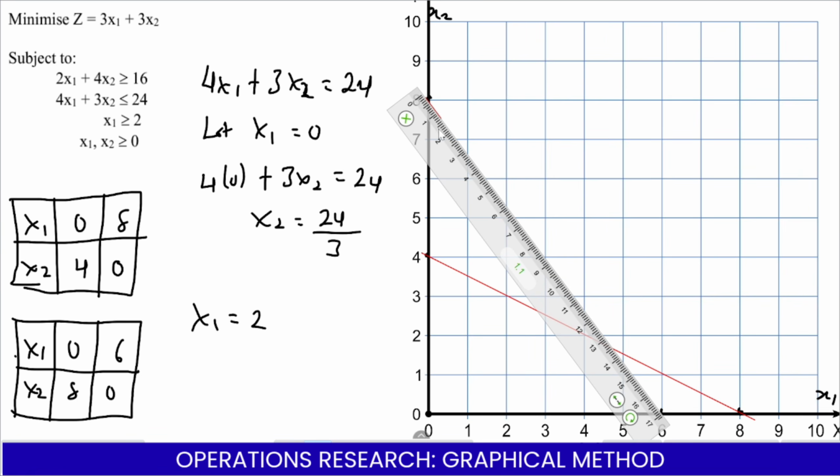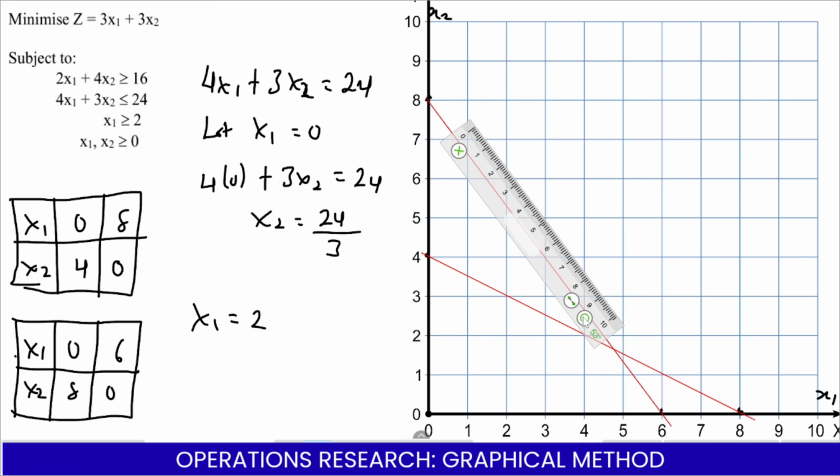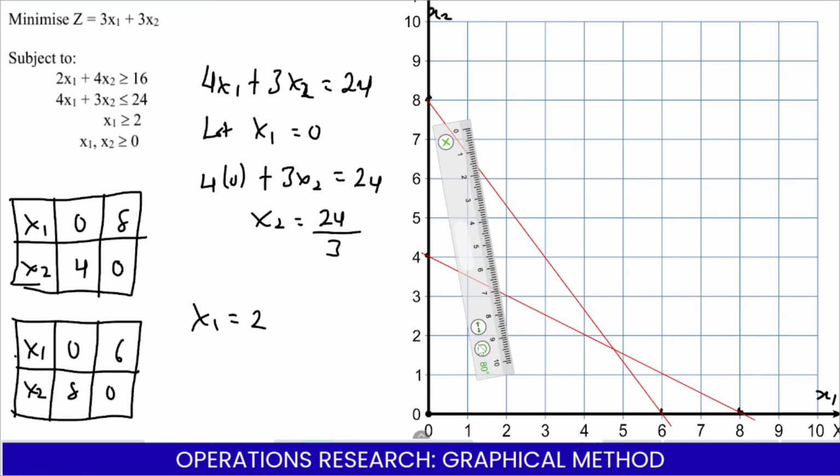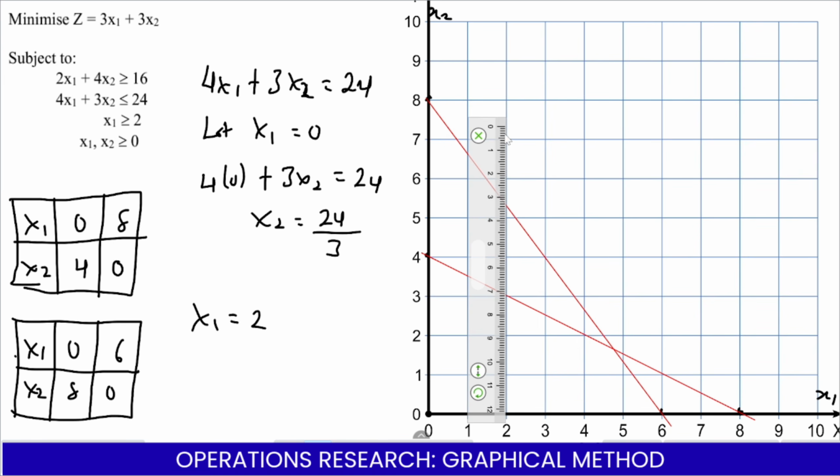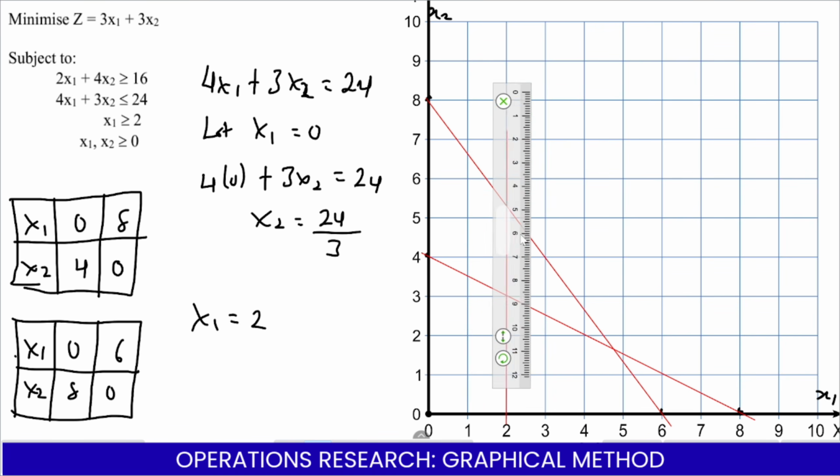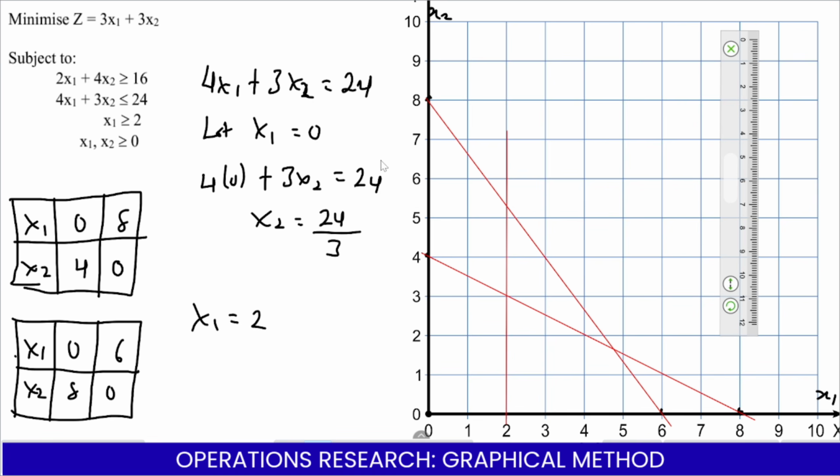So I think it's okay. Yes, so that's it. And then for the last constraint, we have x1 is equal to 2. So that's going to be a vertical line at x1 is equal to 2. So a straight line here.